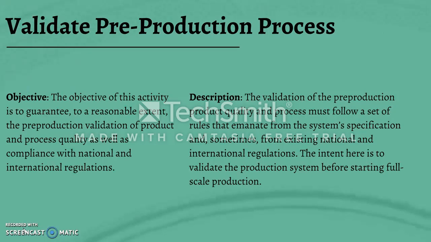Validate pre-production process. The objective of this activity is to guarantee to a reasonable extent the pre-production validation of product and process quality, as well as compliance with national and international regulations. The description: the validation of this pre-production product quality and process must follow a set of rules that emanate from the system specification and sometimes from existing national and international regulations. The intent here is to validate the production system before starting full-scale production.